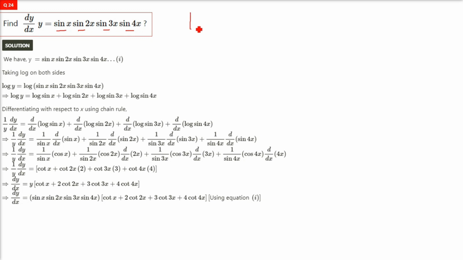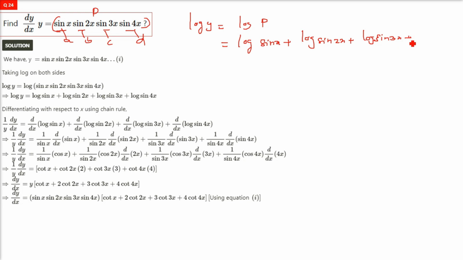But those who want to understand, let me tell them how it is to be done. So log y will be equal to log p, where p is nothing but the four terms A, B, C, D. So you have log sin x, log sin 2x, log sin 3x, and log sin 4x. So log sin x plus log sin 2x plus log sin 3x plus log sin 4x.